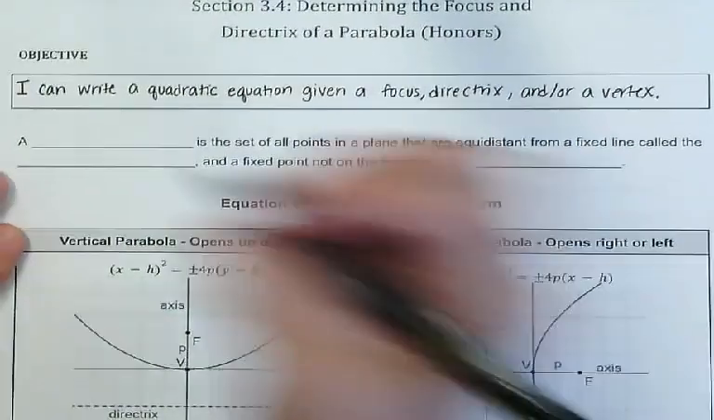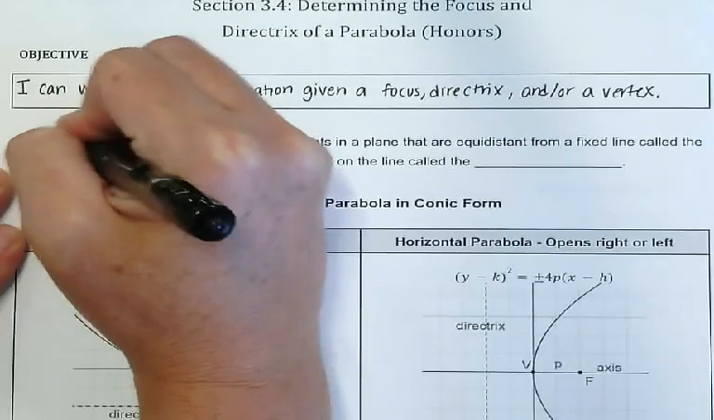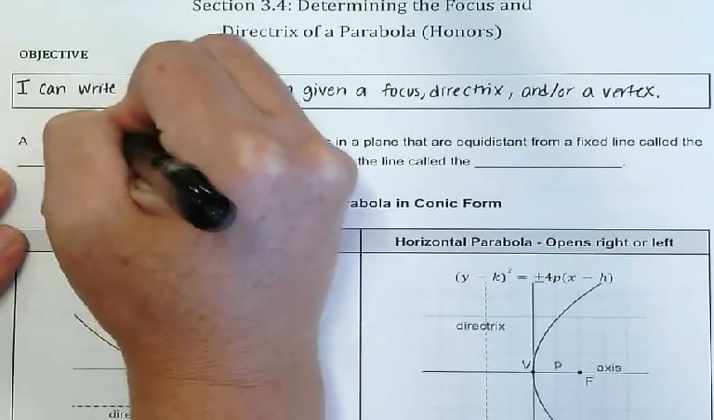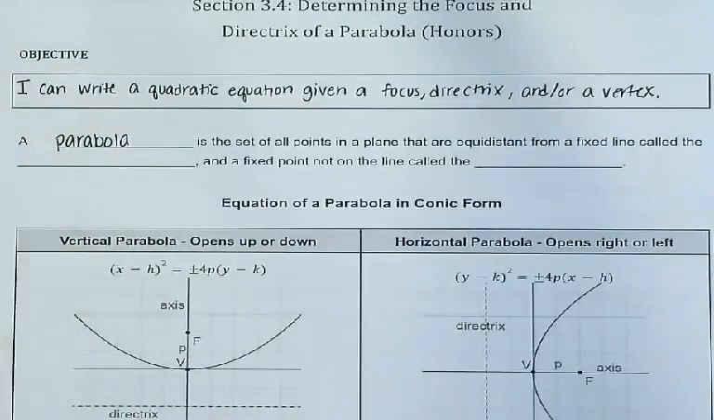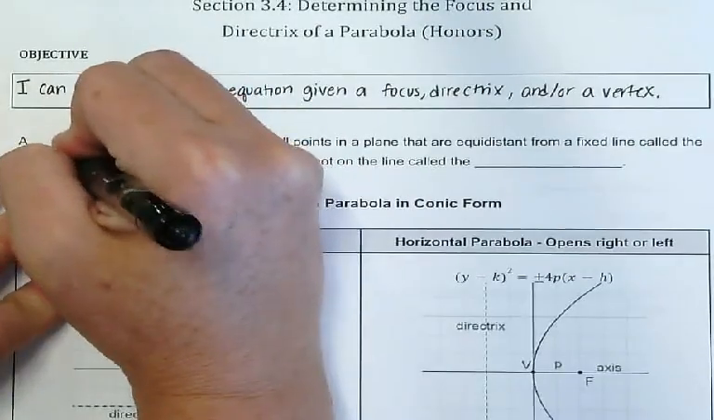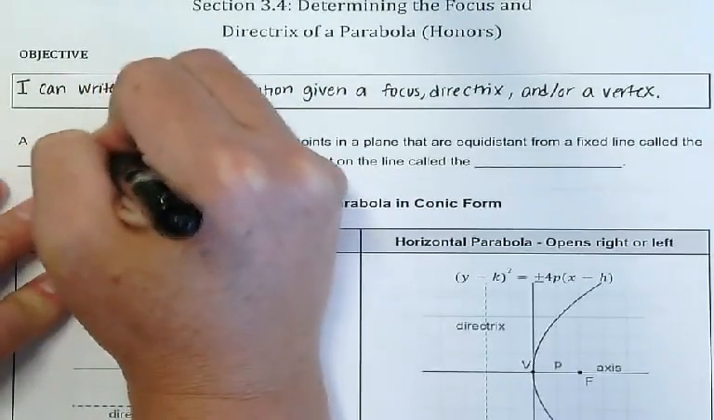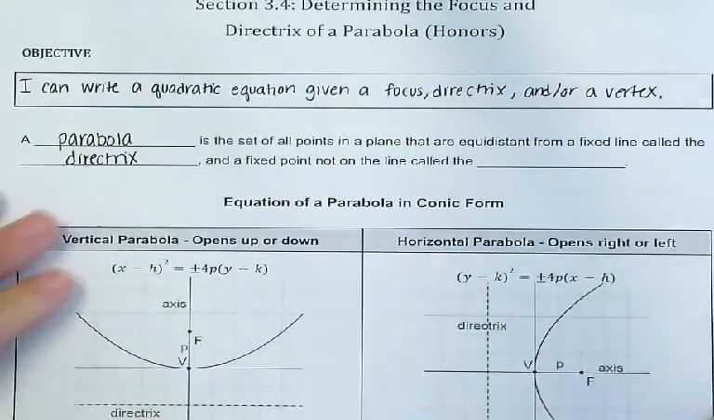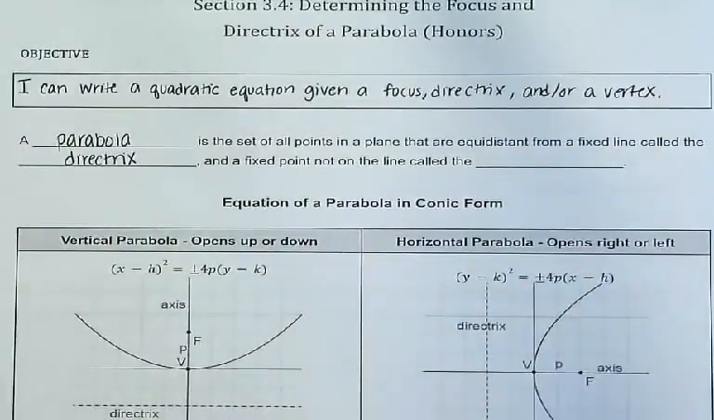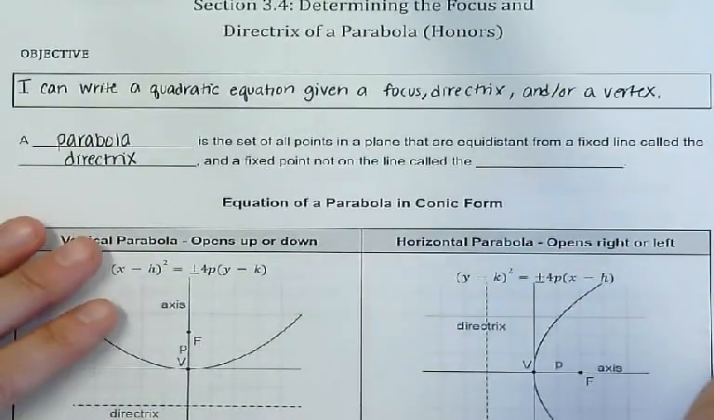All right, so a parabola is the set of all points in a plane that are equidistant, so that same distance, from a fixed line called the directrix, and a fixed point which is not on the line called a focus.